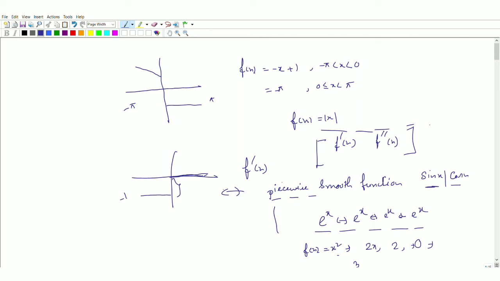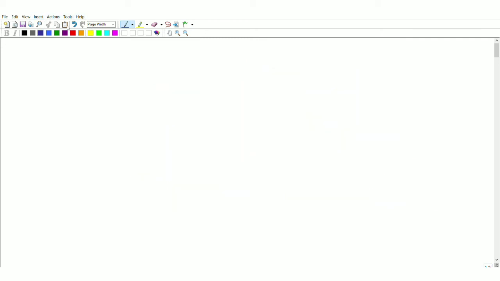Those things we will not discuss here in this Fourier series, but here we will remember the smoothness of a function in terms of the nature of the first derivative, or sometimes we will discuss the second derivative also. That we will discuss while discussing term by term differentiation of Fourier series in later videos. Okay, I want to show another example of a piecewise smooth function.